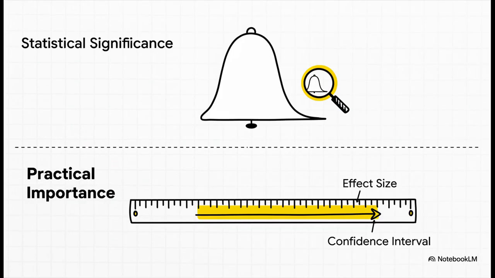And this brings us to a really, really important point. A t-test can tell you if a result is statistically significant, which basically means it's probably not due to random chance. But that doesn't tell you if it's practically important. That's where effect size and confidence intervals are so valuable. Effect size tells you the size of the finding, and the confidence interval gives you that plausible range. These two numbers tell you the real-world story.